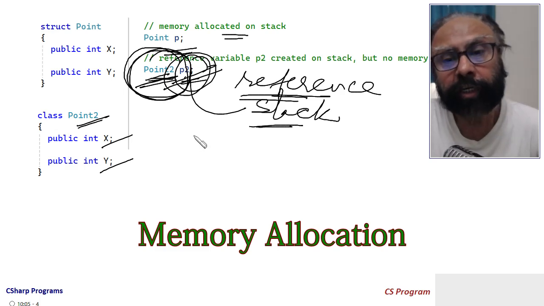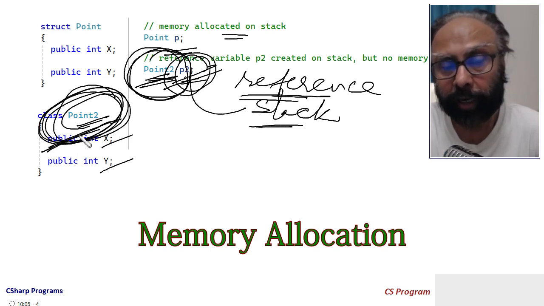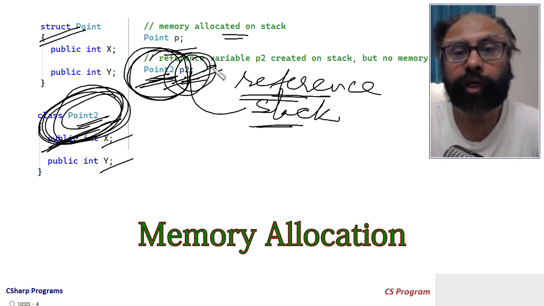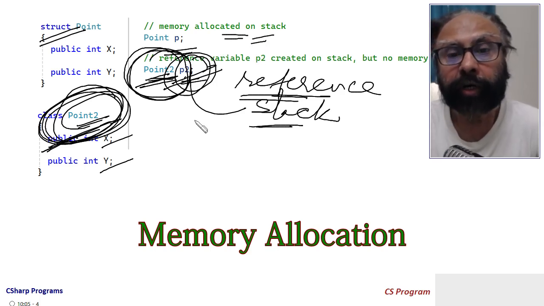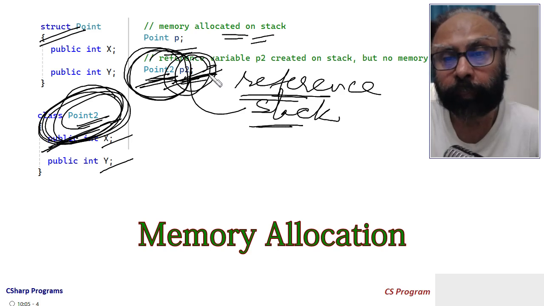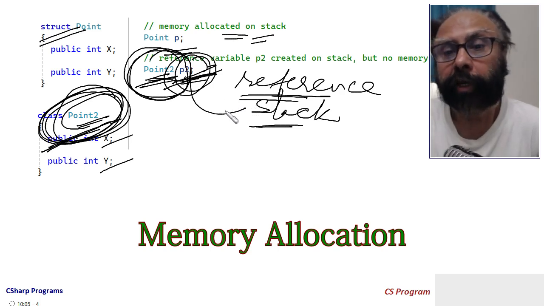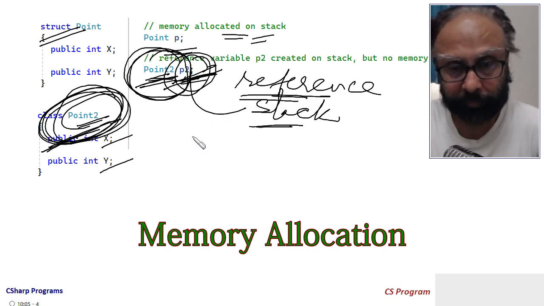Whenever the object is created, it is going to be created on the heap only, because this is a class and not a struct. In the case of struct, as I've already told you, the memory is allocated on the stack, but in the case of a class, the memory is going to be allocated on the heap. But this p2 is a reference. It holds the address of a future memory.